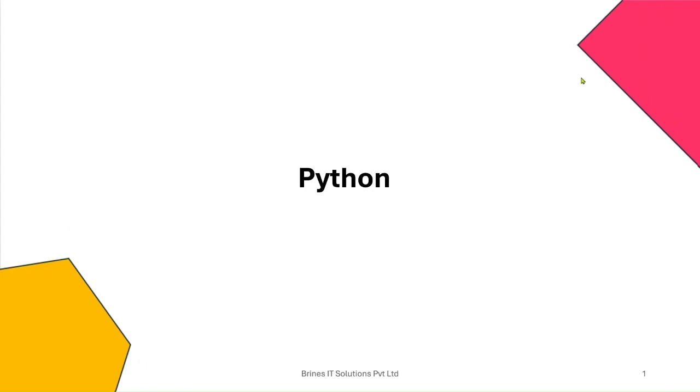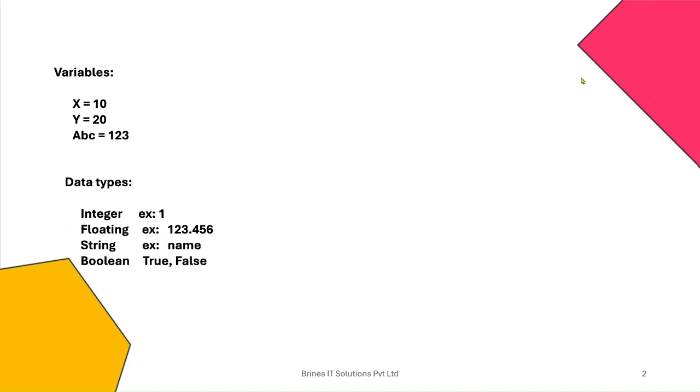In this we are going to talk about variables first. You can see here I mentioned a few examples: x equal to 10, y equal to 20, abc equal to 1, 2, 3. The x, y and abc can be anything, uppercase or lowercase. But after the equal, it can be numbers, a string, a floating or boolean, any data type, and it will be saved.